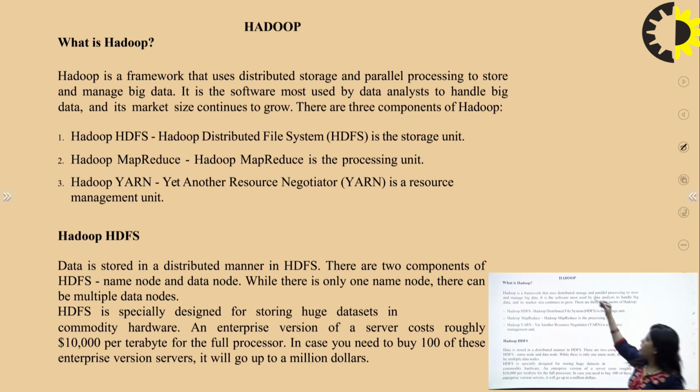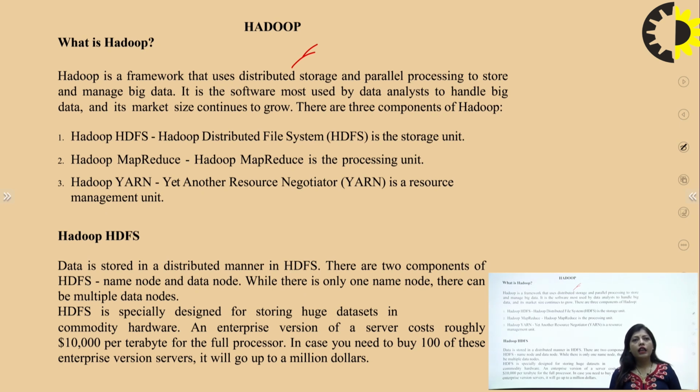Now the next topic is Hadoop. What is Hadoop? What is the work of the Hadoop file system? Hadoop is a framework that uses distributed storage and parallel processing to store and manage big data. For storing and managing the data, we use the Hadoop framework. It is the software most used by data analysts to handle big data.